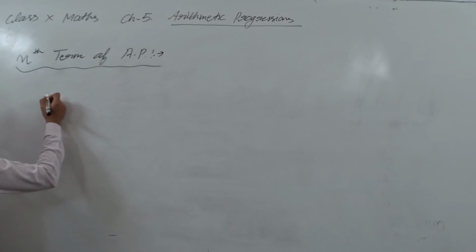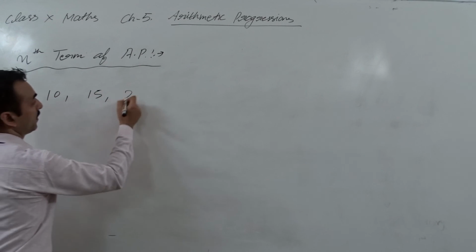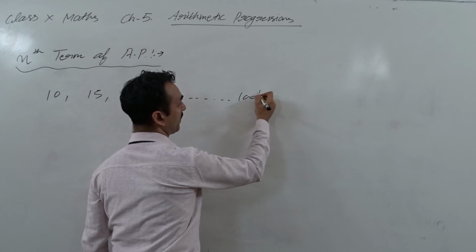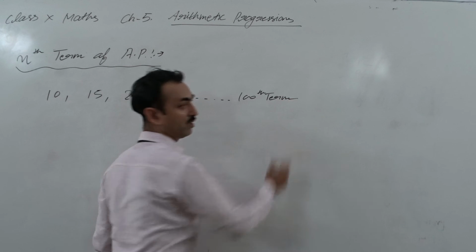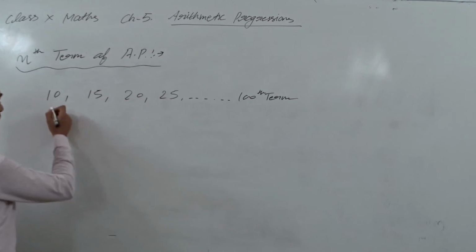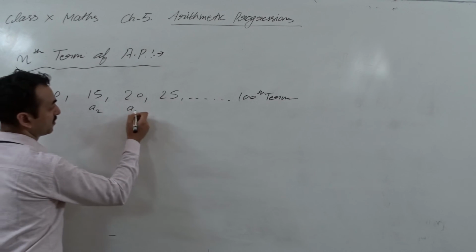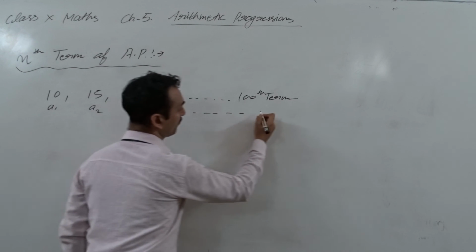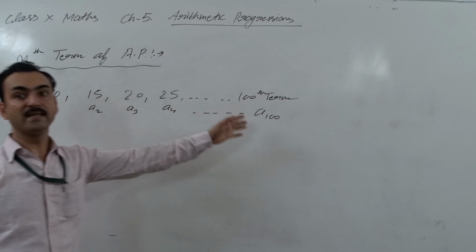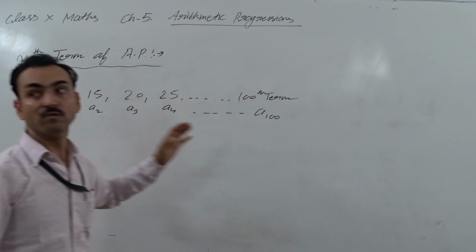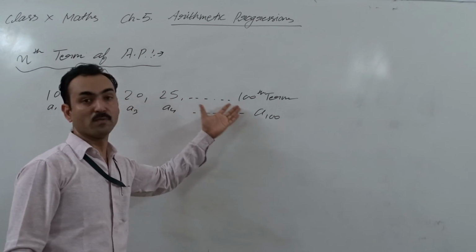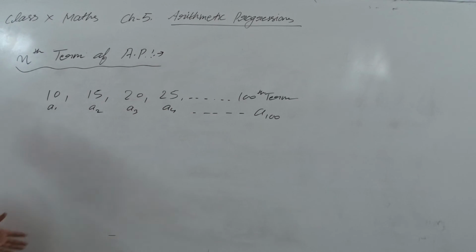Suppose you are writing an AP like 10, 15, 20, 25, and suppose you want to find the 100th term. This is the first term, this is the second term, this is the third term, this is the fourth term, and you have to find A100. To find A100, we do not have to find the complete AP. It is not possible to find the complete AP. This is a very tremendous job.